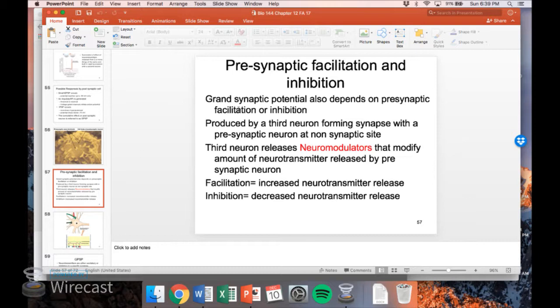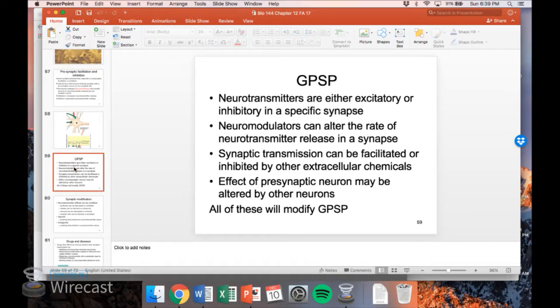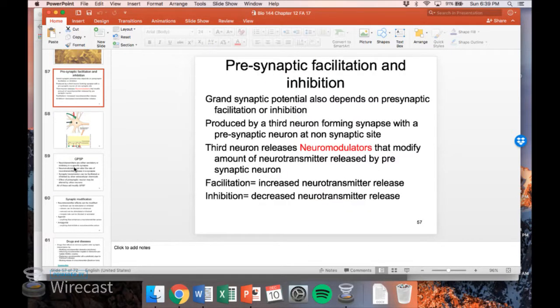And so there can be a third neuron forming a synapse with the presynaptic neuron at what we call the non-synaptic site. So that third neuron is going to release neuromodulators, which I don't believe we talked about. We didn't talk about what biochemical that is. We just called them neuromodulators and left it at that. And they're going to change the actual amount of neurotransmitter that's released by a presynaptic neuron. So this isn't saying that the action potential doesn't happen. This isn't saying that we're going to make more action potentials. This is actually going to be messing with the amount of neurotransmitter that's being released from that presynaptic neuron.